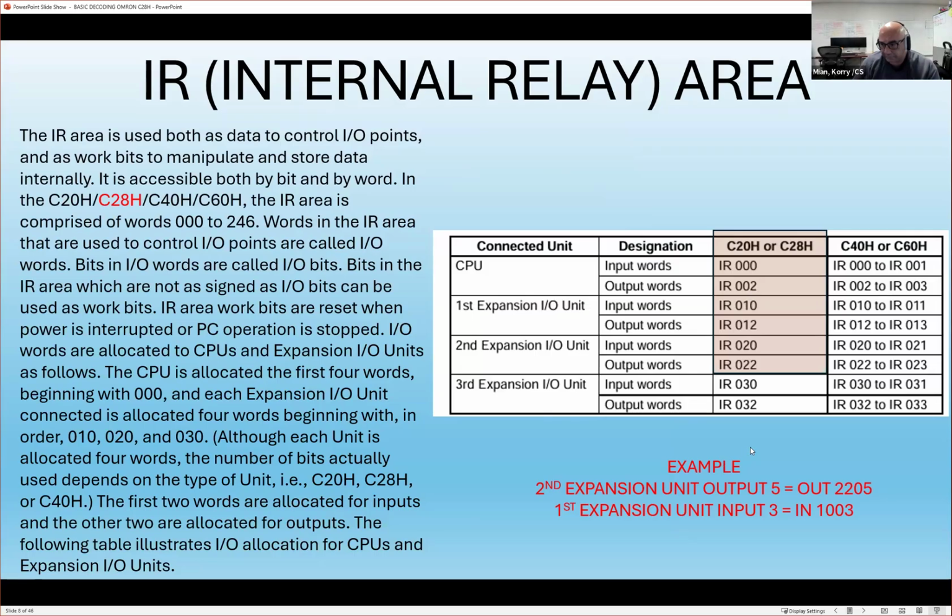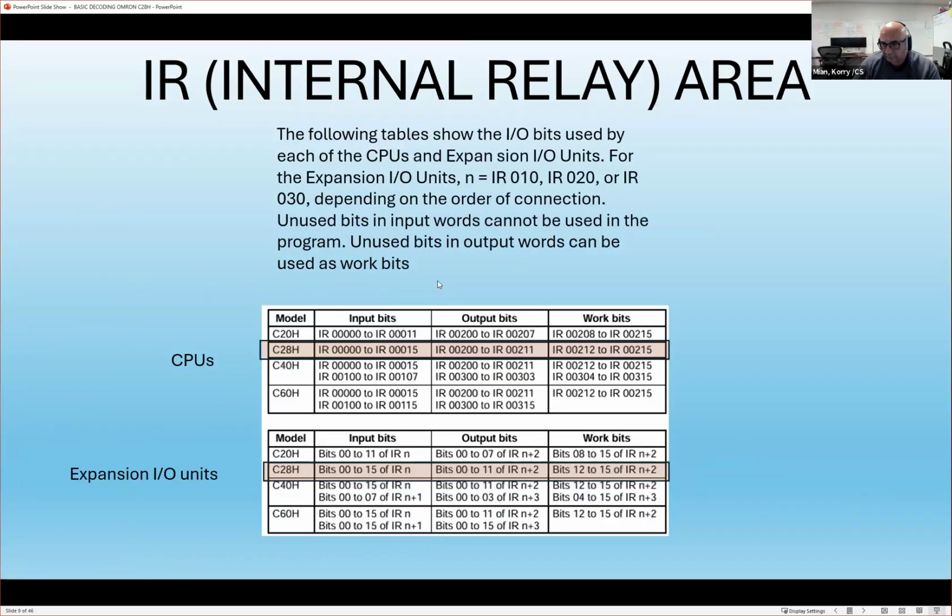The following tables show the I/O bits used for each of the CPUs and expansion I/O units. For the expansion I/O units, IR10, 20, or IR30, depending on, and I just kind of went over that, right? So this just kind of goes over it in a little bit more detail, and corresponds to the IR, depending on what unit it is. And I just highlighted our units in particular, the C28H. There's your output bits, how I said 200. So we've got 11 outputs on the C28H unit.